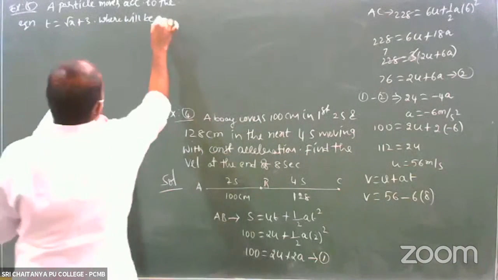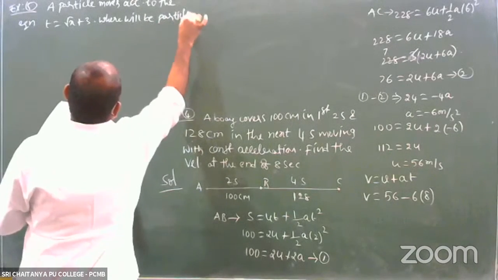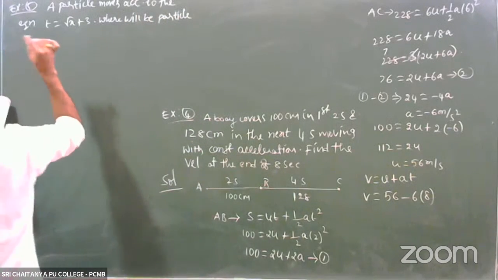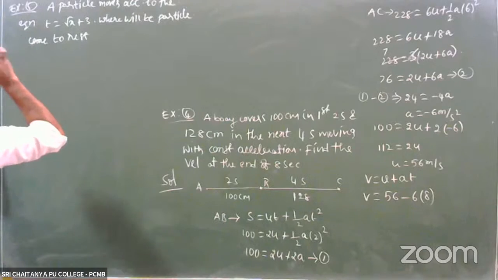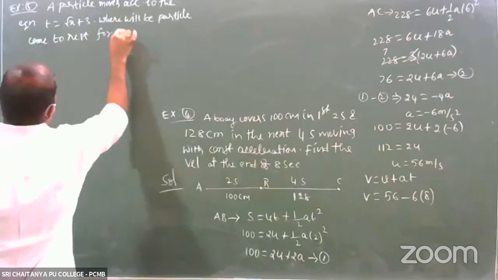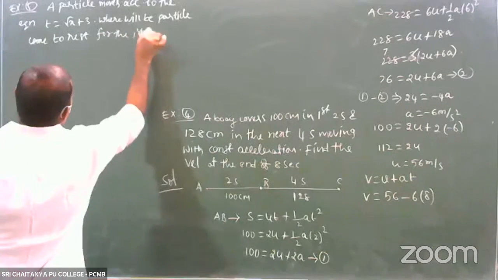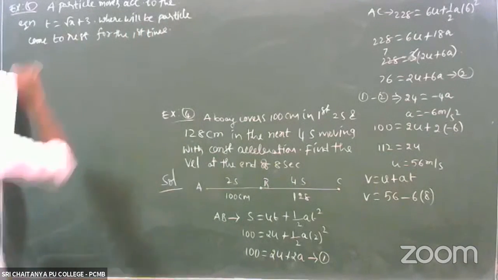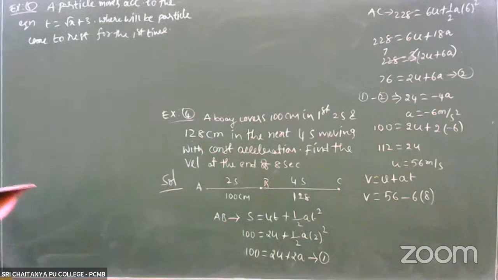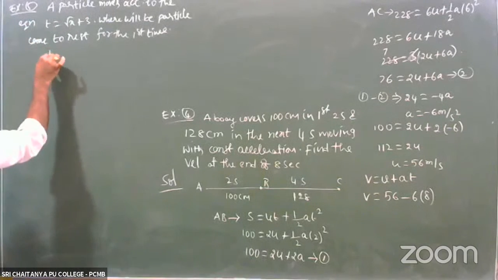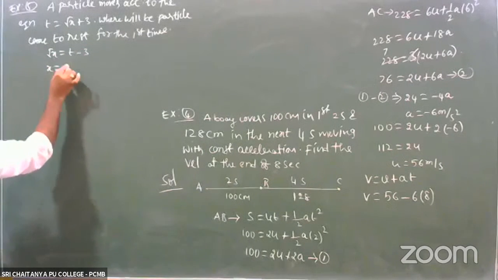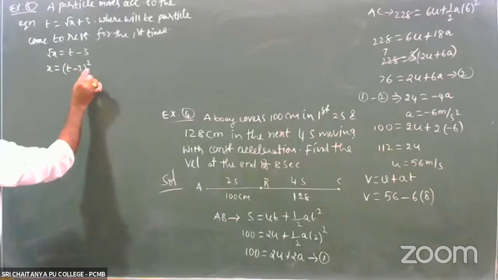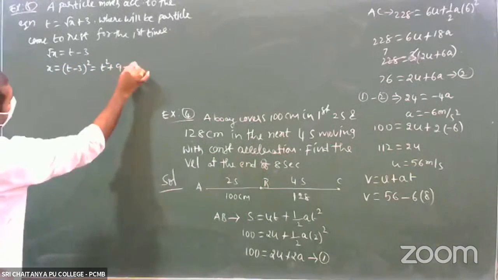Where will the particle come to rest for the first time? That means we have to find the time. Send 3 left side. What you will get? Root x is equal to t minus 3. Squaring on both sides, x is equal to t minus 3 whole square. That is t square plus 9 minus 6t.